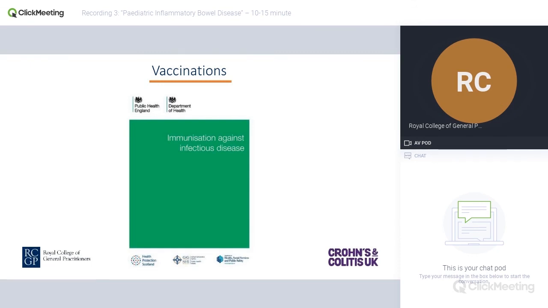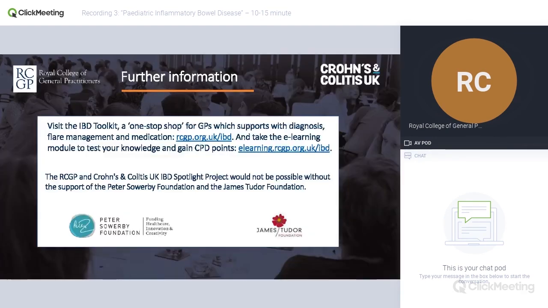So again, that's all there in the green book. It's one of those documents that can be a bit dry to read through, but it is actually very, very useful. So I definitely recommend that we're all familiar with those particular pages within that as well. So that's it. So a quick run through about pediatric IBD.